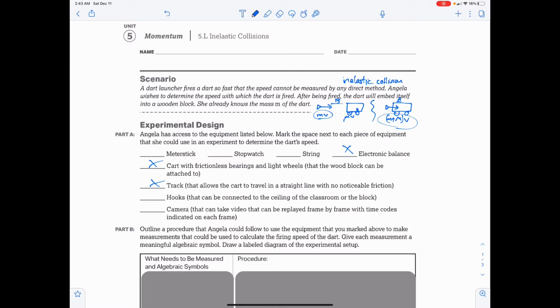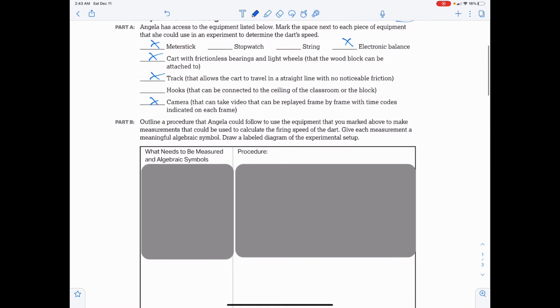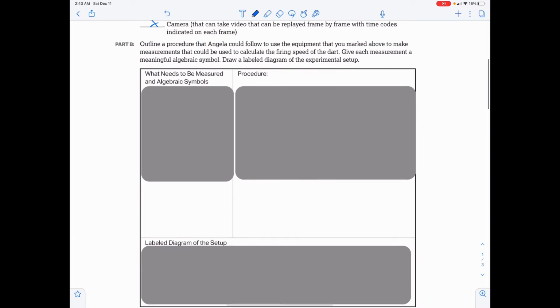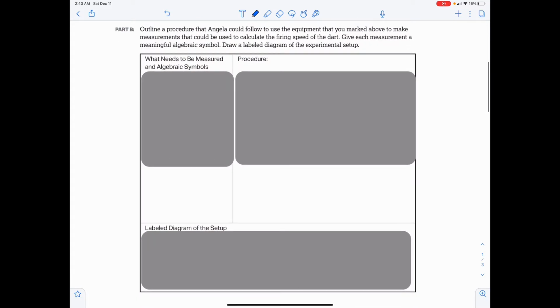So how do we get the velocity? Well, to get the velocity, you could use the camera and the video frame by frame, but then you would need distance, so we need the meter stick as well. So those are the pieces of equipment you could use in order to make that process happen. So outline a procedure that Angela could follow. Let's actually take a look at the diagram setup first so that the procedure makes sense.